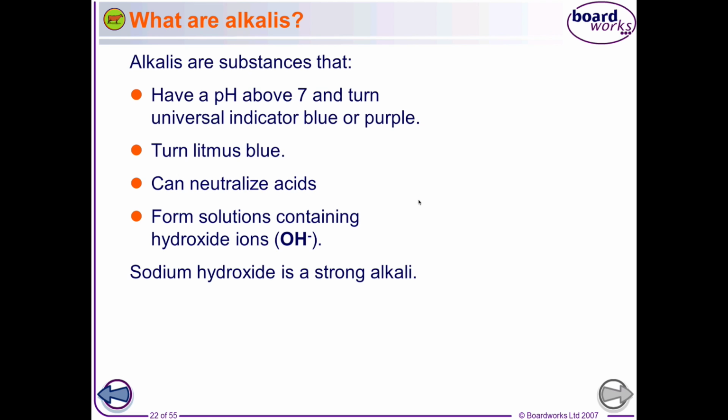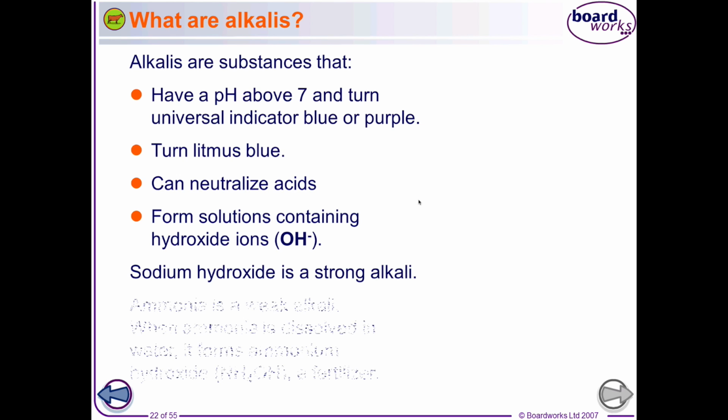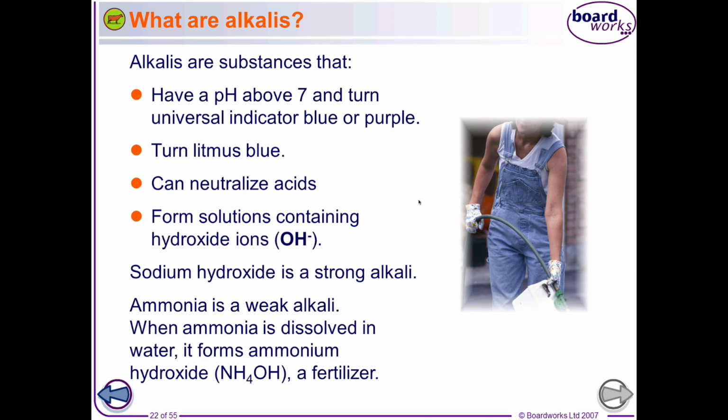Examples of alkalis are sodium hydroxide, which is a strong alkali, and ammonia, which is known as a weak alkali, and that produces a very, very small change in pH, around about 9 or 10, but we'll come to that in a little while.